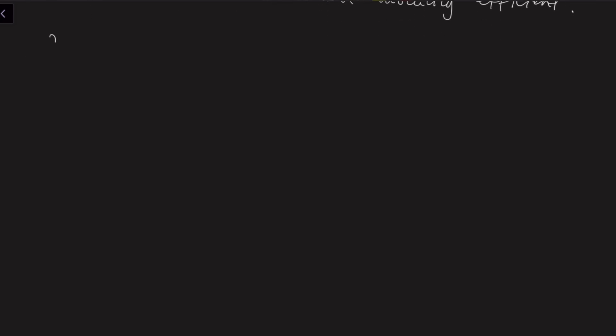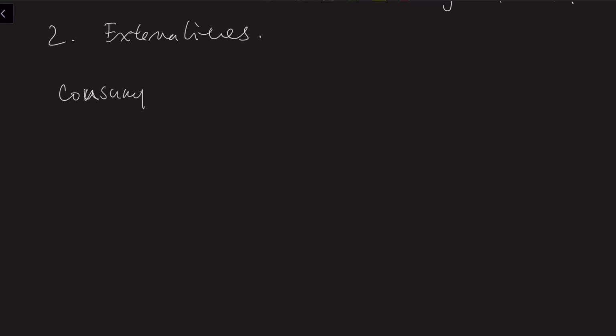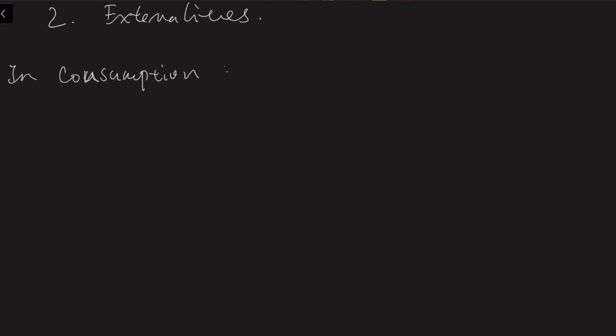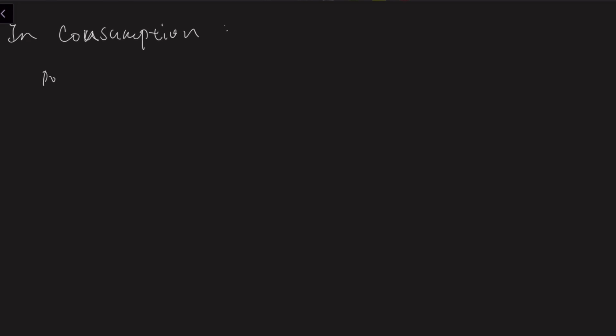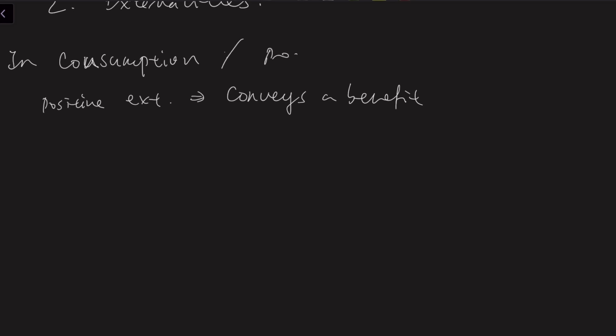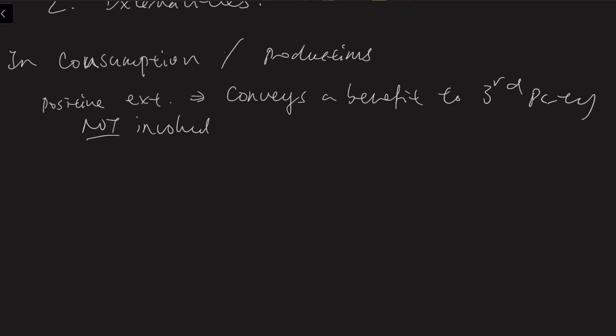A second type of market failure is called externalities. So this is a very big one, which is divided into 4 subcategories. So we now look at externality in consumption, and also externality in production. So in consumption, we have a positive externality, which is when the consumption of these particular goods and services conveys a benefit, in consumption and production, to a third party not involved in the transaction.